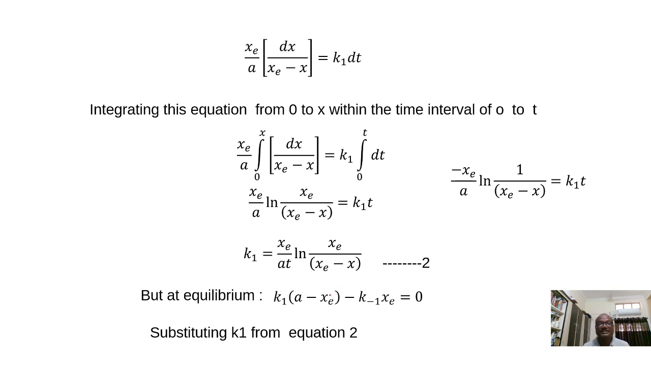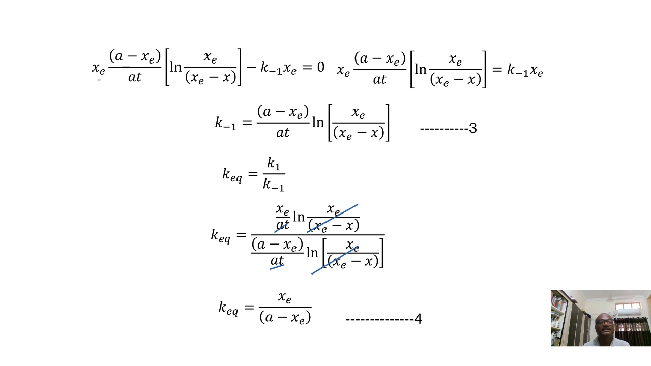So substituting this K1 in this equation, instead of this K1, you are substituting this value. So we are substituting K1 in this. After substituting K1 in the equation, we get Xc into A minus Xc by At log Xc by Xc minus x minus K minus 1 into Xc is equal to 0.